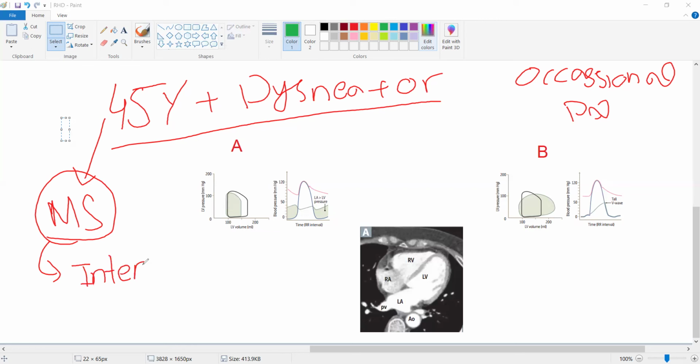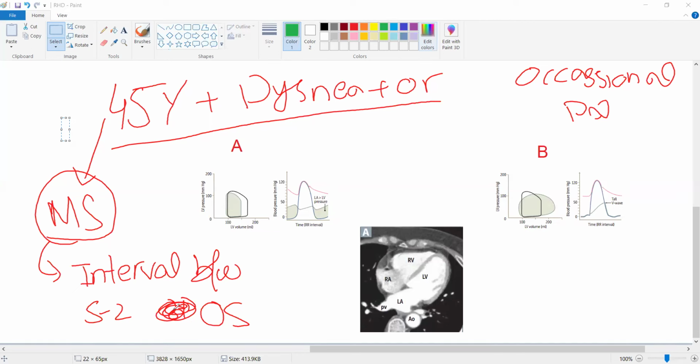It is determined by the interval between S2 and the opening snap. If it is decreased, it means increased severity of the mitral stenosis. If it is increased, it means there is less severity of the mitral stenosis. So if the interval between S2 and the opening snap is decreased, it means more severity of the mitral stenosis, right? You have to expect these kinds of questions in your exam.